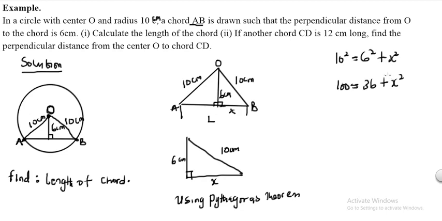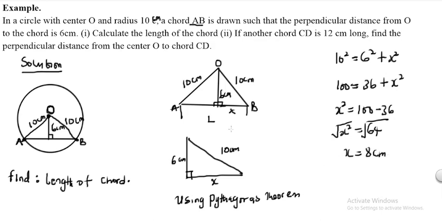So making x squared the subject of the formula, we have x squared is equal to, we move plus 36 over to the other side, we have 100 minus 36. x squared is equal to 100 minus 36, which is 64. So if we take the square root of both sides, x is equal to 8 centimeters.